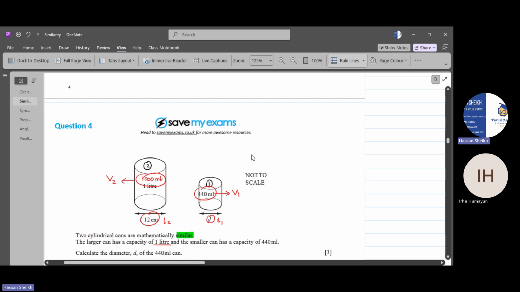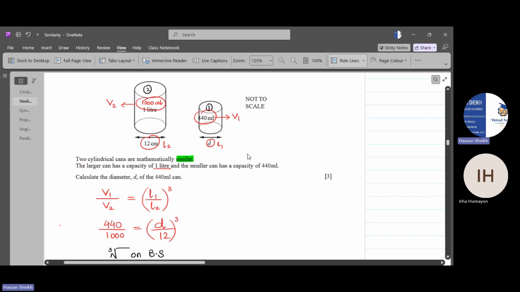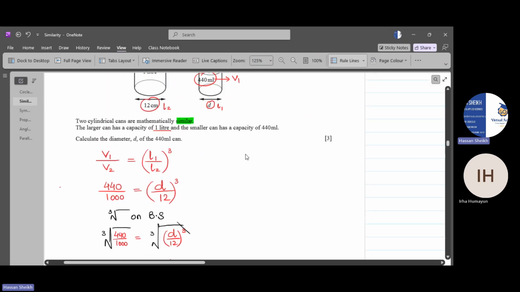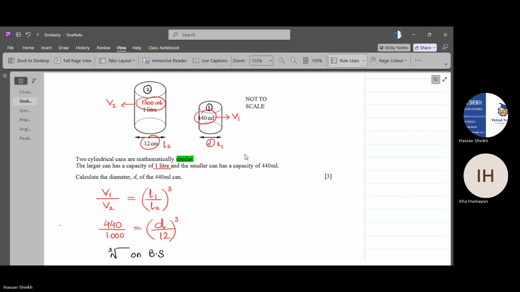Now, with the diagram, Irha, think intelligently. Do you agree that our answer is correct? Because we are getting a smaller diameter than the diagram number 2. Yes, sir. For example, if you got a D value of 15, would it be correct?